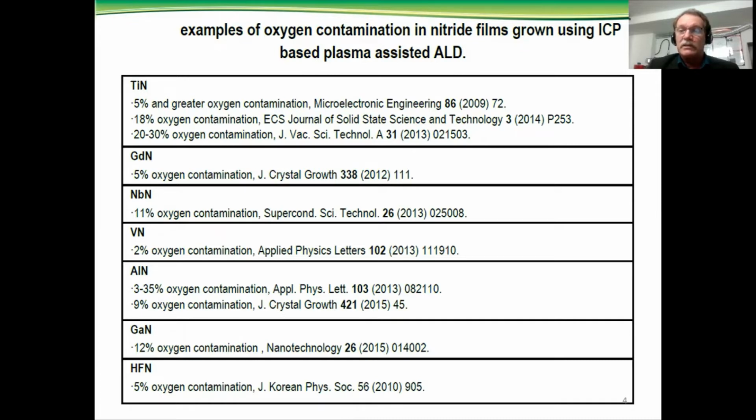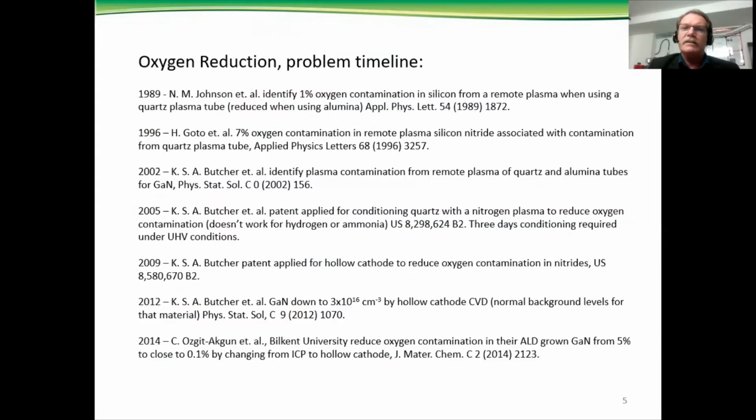There's just poor vacuum conditions, not using gas purifiers, not using a load lock. All these things will contribute. But when you get rid of all of those, you still have this contribution from the plasma source itself. And this is something that's been known for a number of years, since back in 1989, that the plasma for inductively coupled plasmas and microwave plasmas will attack the dielectric lining of the plasma source and can release oxygen from that dielectric. And we've been working on this for quite some number of years ourselves and patented back in 2009 the hollow cathode solution to reducing oxygen in nitride films.